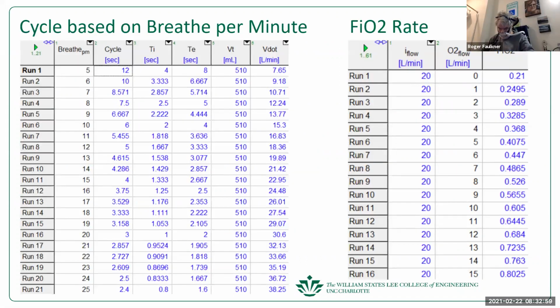So on the left shows the calculations of the breathing rate between 5 and 25 breaths per minute. And based on that, the calculations that will come from the breathing rate being set. So the cycle time, the inspiratory time, the tidal volume, and the V dot, which is the flow rate. And then on the right side is the calculation to determine FiO2 rate based on the airflow and oxygen flow, which is set between 0 and 15. And then that way you can calculate what that FiO2 rate would be.